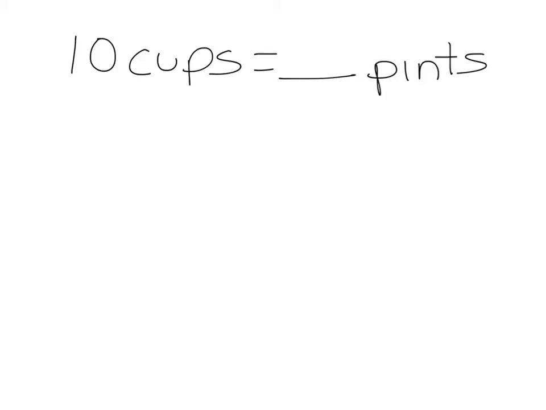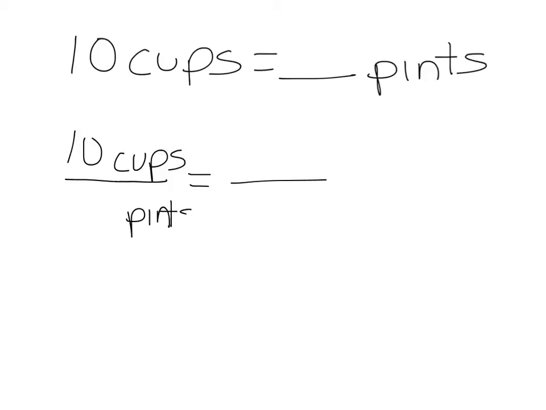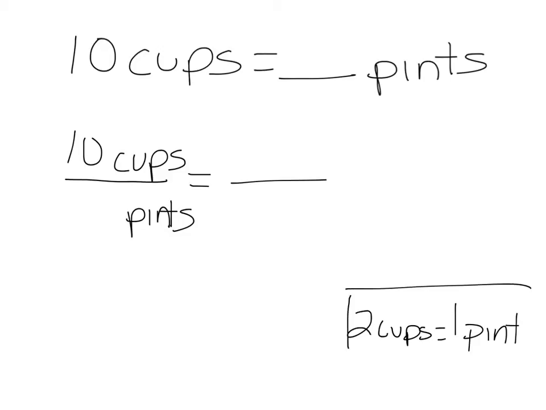The first thing I'm going to do is set up my equivalent ratio. And on this side I'm going to put 10 cups, and then I'm going to put pints down here. And then I need to know my conversion factor. My conversion factor I look up on my chart is 2 cups equals 1 pint. And that's my conversion factor.